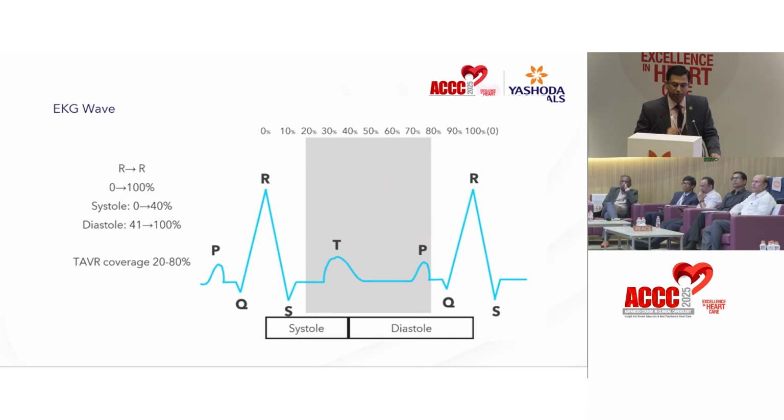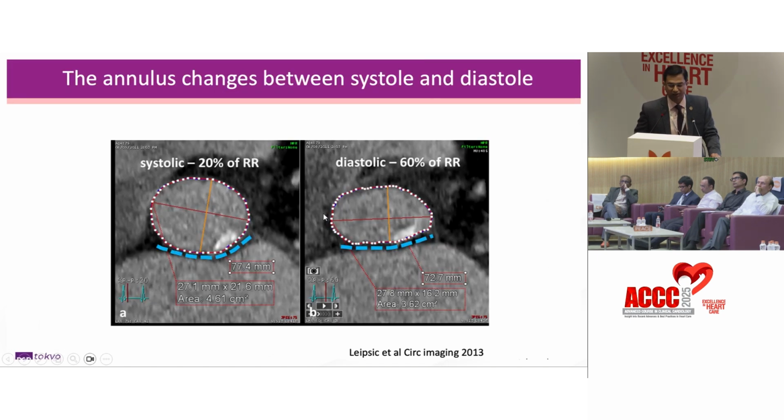So the importance of EKG synchronization, ECG-gating, is that we need to have the dimension during the systole, which corresponds mostly to 22 to 40% of the cardiac cycle, because this is the period where the dimensions are the maximum. And you can see from this imaging study data from Leipzig that in the systole the perimeter is 77.4, in the diastole it is 72.7.